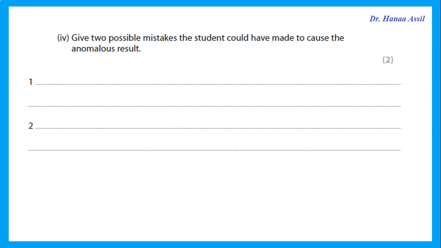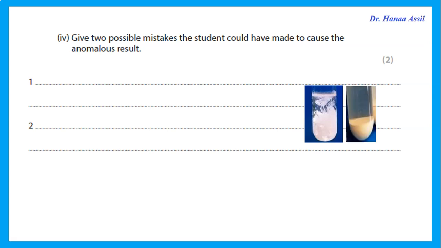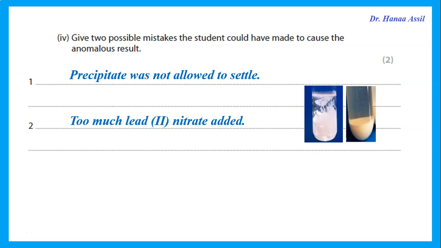Give 2 possible mistakes the student could have made to cause the anomalous result. So we have a result that is away from the curve. What do you think happened? Or what mistake could the student have made? We said when we add the two solutions, we get a precipitate. And what the student is supposed to do is to wait until the precipitate settles down and then measure the height of the precipitate. What if the student did not allow the precipitate to settle? He just measured the height quickly without allowing it to settle.